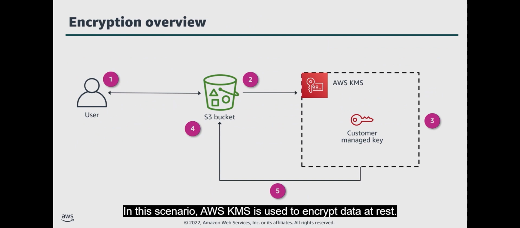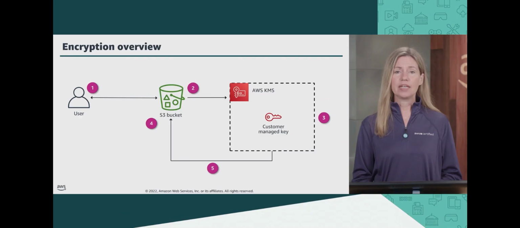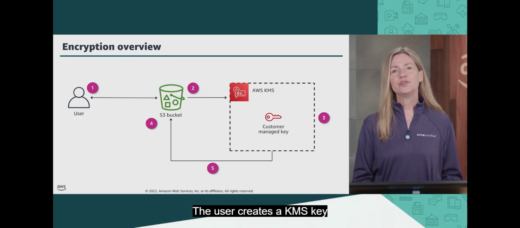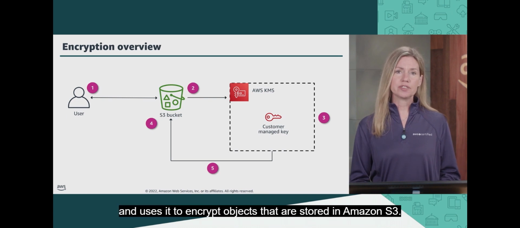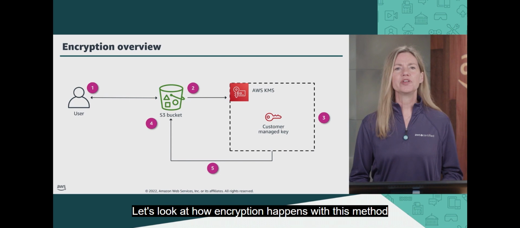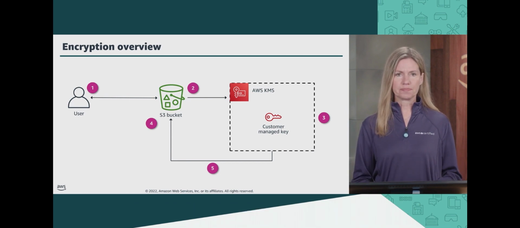In this scenario, AWS KMS is used to encrypt data at rest. This is an example of SSE-KMS. The user creates a KMS key and uses it to encrypt objects that are stored in Amazon S3. Let's look at how encryption happens with this method when you upload a file to S3.